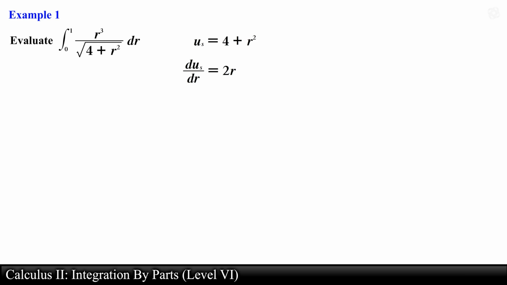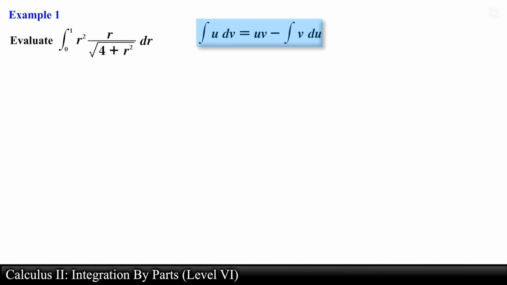Let's think through this one a bit more. We know that we need the numerator to be equal to r, but we have r cubed in its place. What can we do to fix this? One idea is to break it apart into r squared times r, like this. Now we actually have a product of 2 functions. The first one is r squared, and the second one is r over the square root of 4 plus r squared. This way, we have it in an integration by parts friendly form.